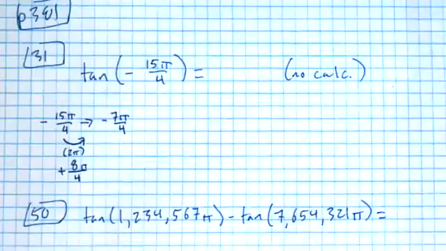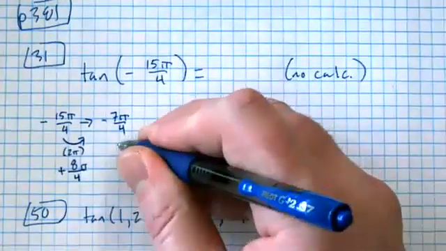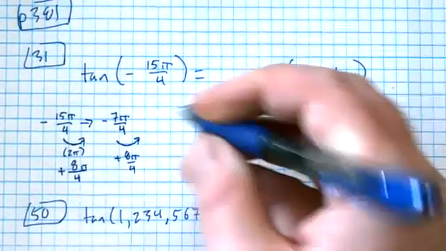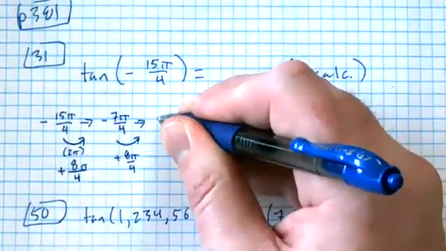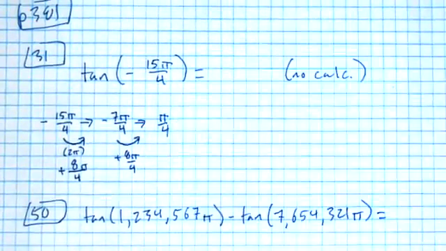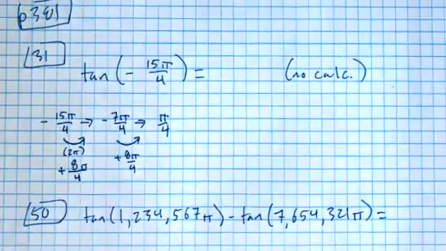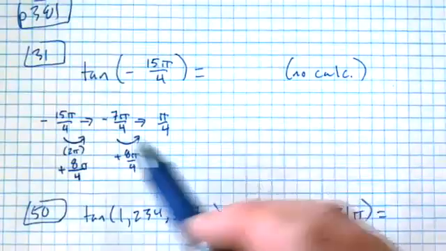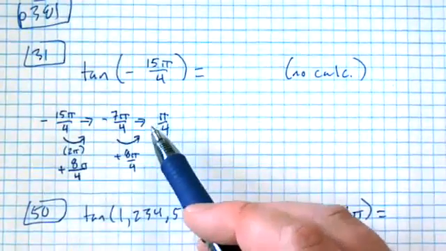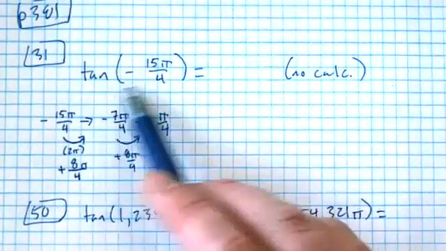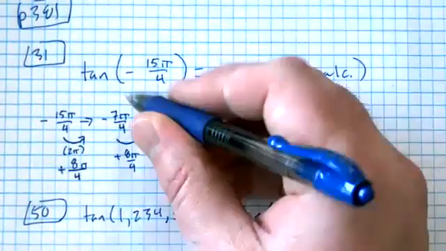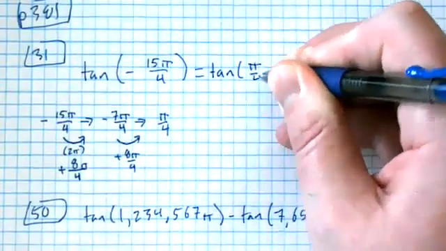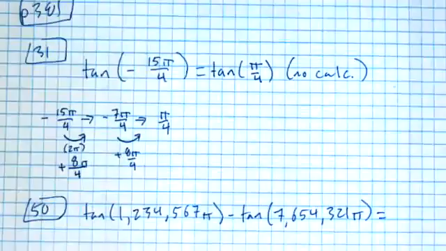Correct me if I make a mistake here. And if I add another 8 pi over 4, remember that's just a fancy 2 pi, that gets me to 1 pi over 4. Okay, and this I'm familiar with. We're talking about coterminal angles here, right? The whole point is that coterminal angles have the same values for tangent, cosine, and sine. So the tangent of negative 15 pi over 4 is the same as the tangent of 1 pi over 4 because they are coterminal angles. On the unit circle, they would be at the same spot.